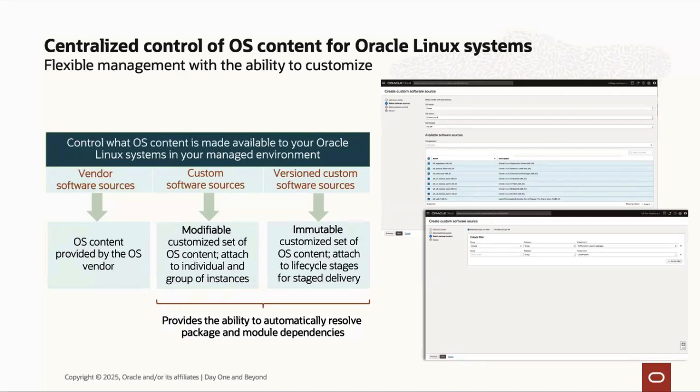Vendor sources are Oracle-provided repos with standard content. And there are custom sources, which are your own curated set of packages created from the vendor source. And finally, versioned custom sources. These are immutable snapshots of curated content designed for managing updates across dev, test, and prod environments. The key difference is that a normal custom source can be updated anytime, but a versioned source is locked once created, so it guarantees consistency across lifecycle environments. And these sources can be linked to any individual servers, groups of servers, or lifecycle stages that you define.